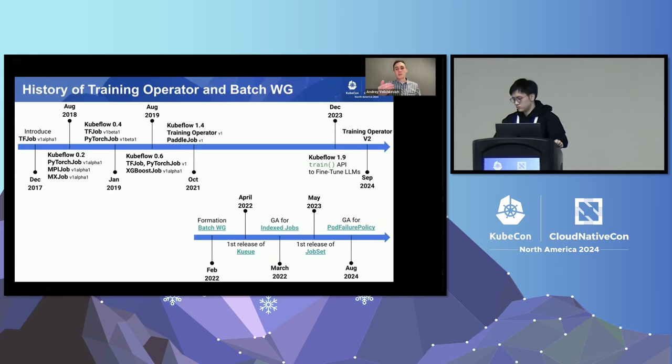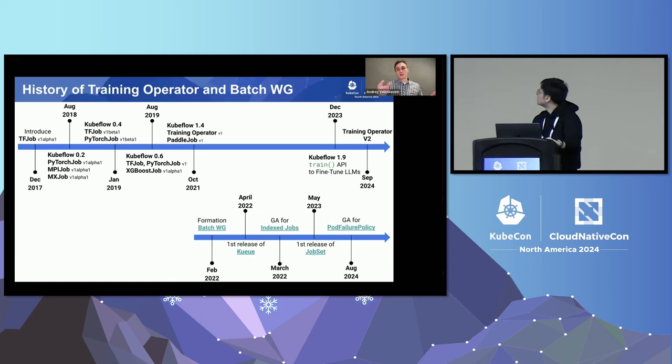Back then, Kubernetes was lacking some advanced batch features, so we had to implement all the features by ourselves. In 2018 and 2019, we expanded support to more frameworks by the time I joined the community. We started supporting PyTorch, MXJob, MPI, XGBoost, and we have a lot of custom resources which allow you to do distributed training for a specific framework.